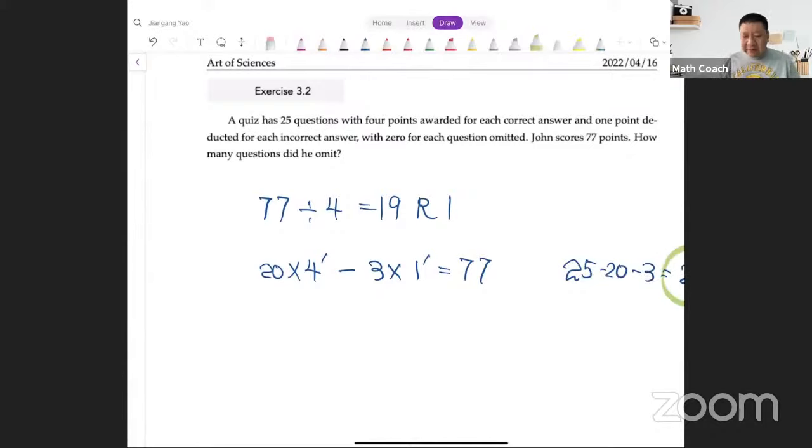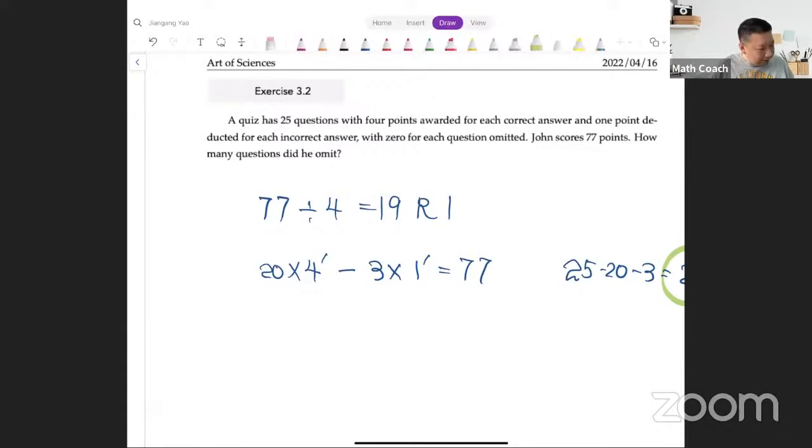And why is this the unique answer? Because if you get too many questions correct, like 21, then in order to bring your total score down to 77, you need to make many wrong answers, but there are not enough points for that.